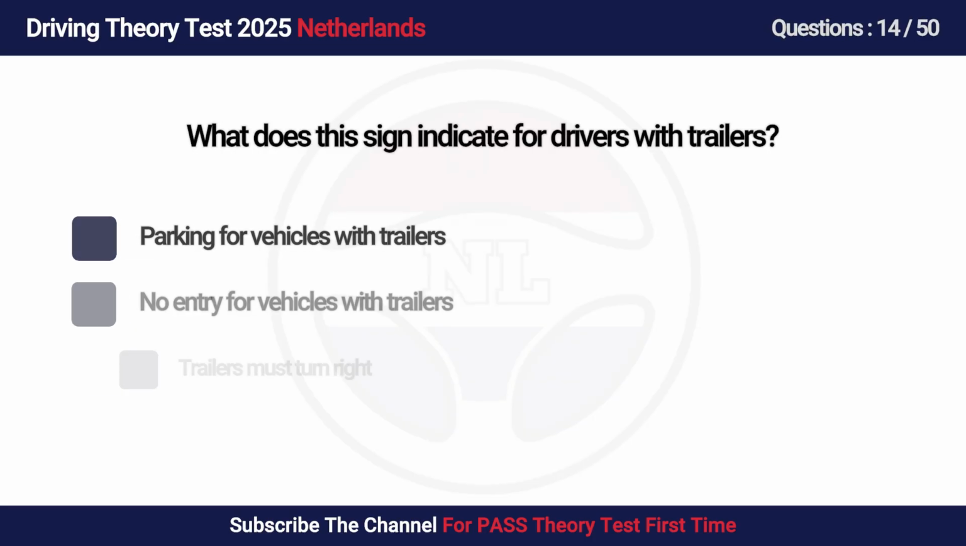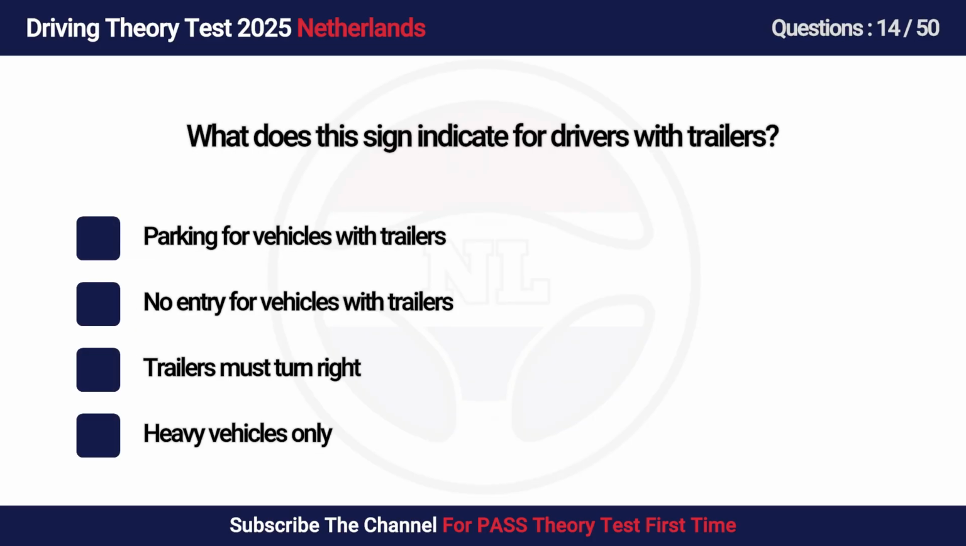Question 14. What does this sign indicate for drivers with trailers? A. Parking for vehicles with trailers. B. No entry for vehicles with trailers. C. Trailers must turn right. D. Heavy vehicles only.